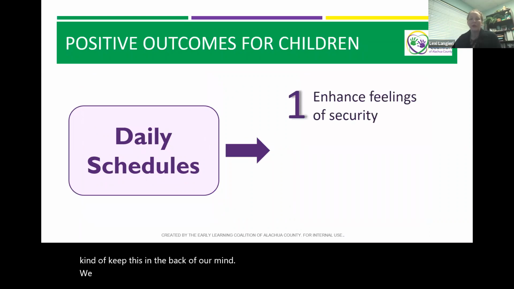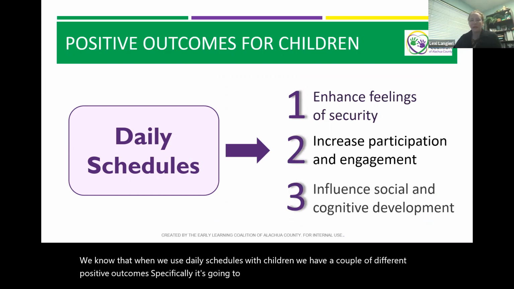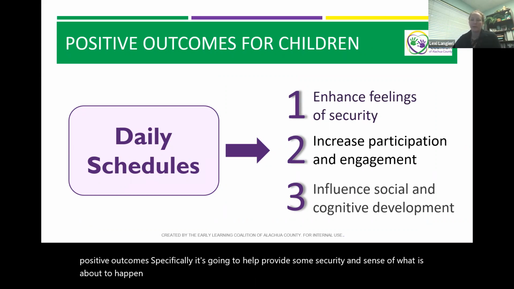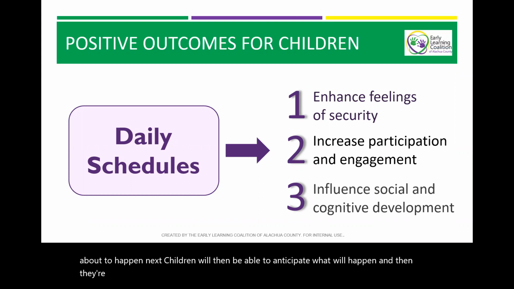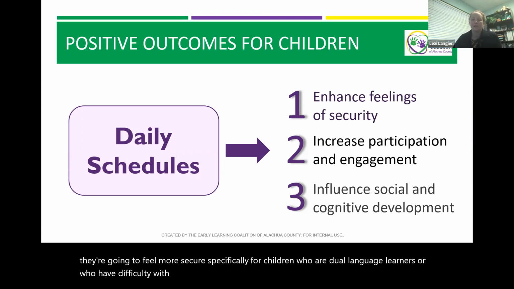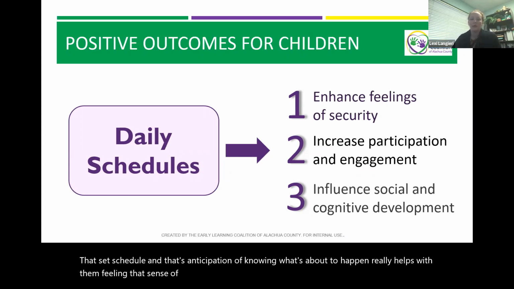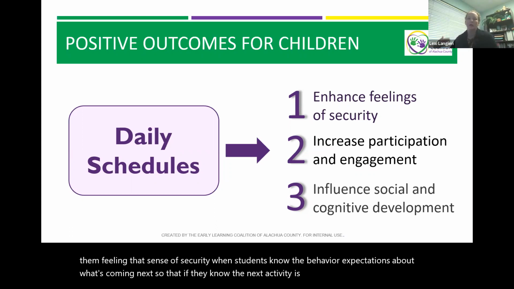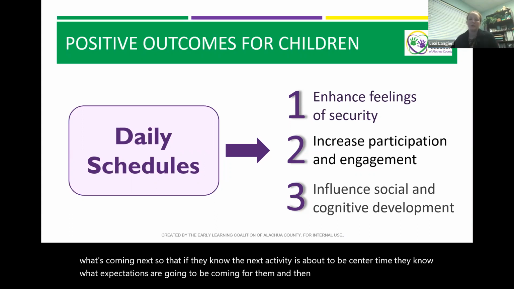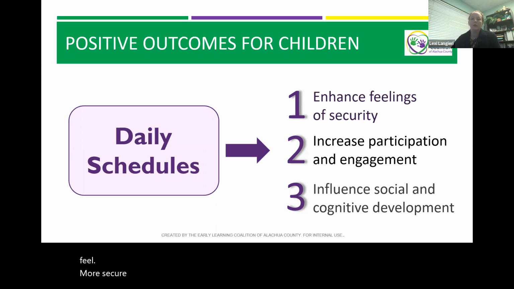We know that when we use daily schedules with children, we have a couple of different positive outcomes. Specifically, it's going to help provide some security and sense of what is about to happen next. Children will then be able to anticipate what will happen, and therefore they're going to feel more secure. Specifically for children who are dual language learners or who have difficulty with change, that set schedule and that anticipation of knowing what's about to happen really helps with them feeling that sense of security. When students know the behavior expectations about what's coming next, so if they know the next activity is about to be center time, they know what expectations are going to be coming for them. And then this is going to help us lower those behavior problems. When we use predictable and consistent schedules, children feel more secure and comfortable, which helps not only our new students, but all students within our classroom.